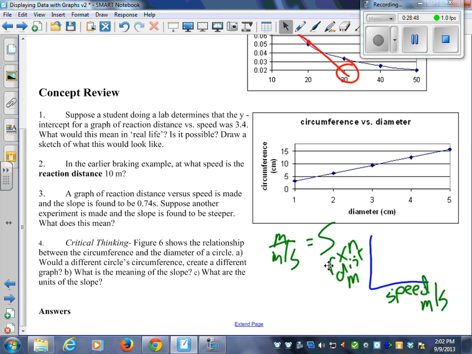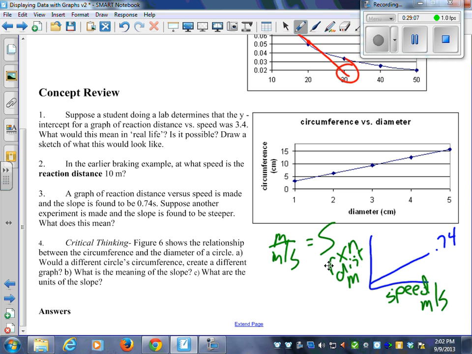Draw a sketch of what it would look like. Would... We have to draw. No, don't draw. That's not what I want. I want a sketch of the graph. Sorry, I should have clarified. If this one is 0.74, what would the graph of slope 3.4 look like?